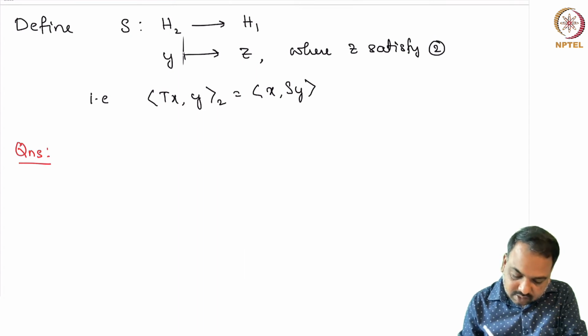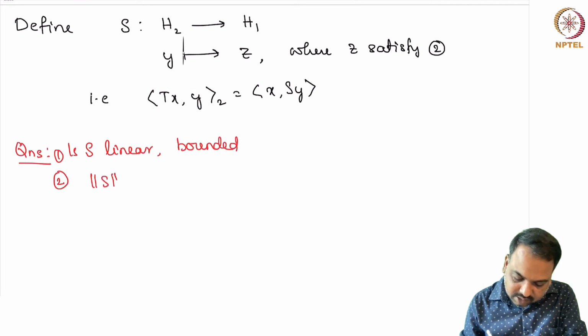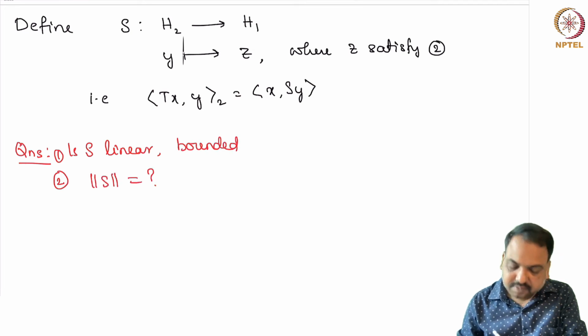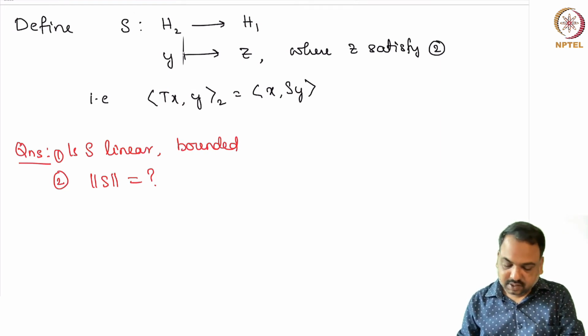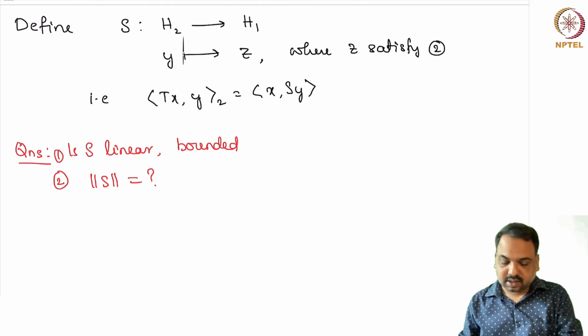Immediately we can ask the following questions: is S linear, is S bounded, what is the norm of S, and how does it depend on the properties of T? So these are the questions we can ask immediately. Let us look at them one by one.